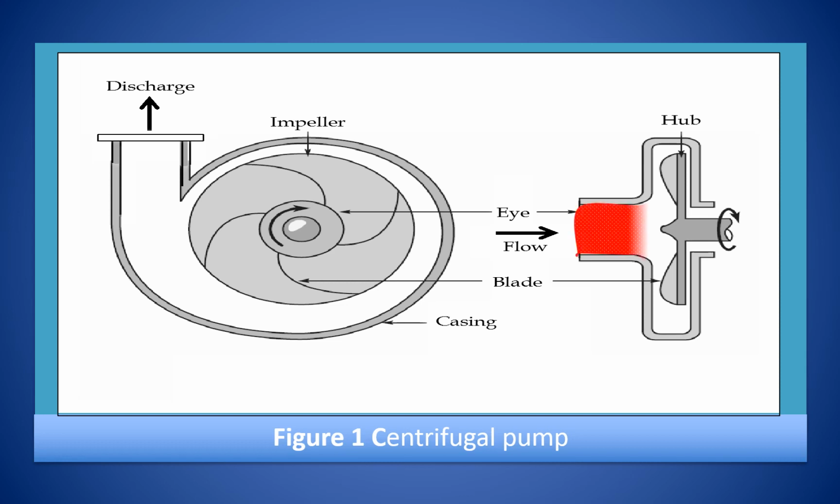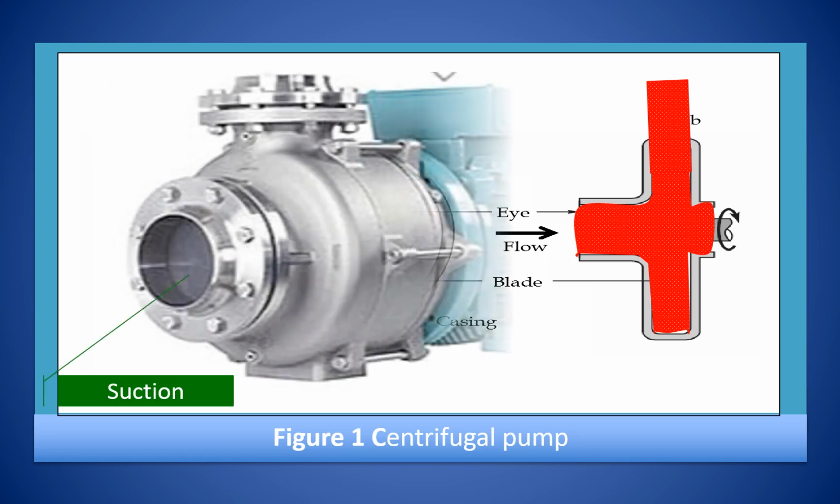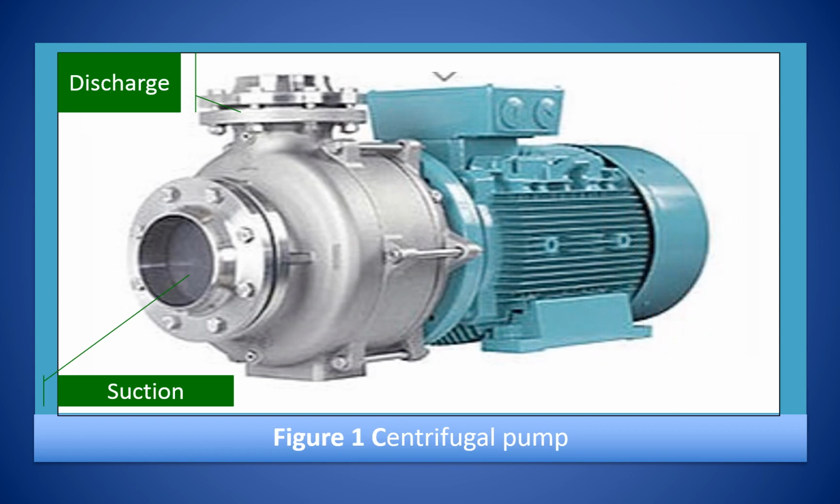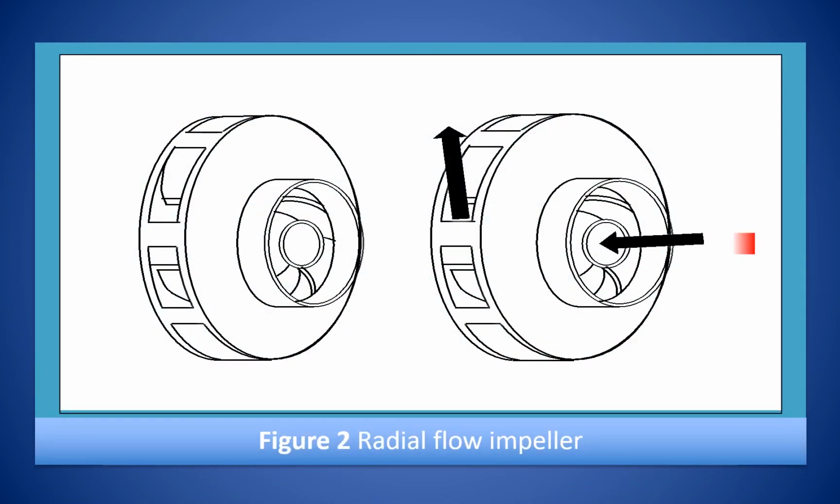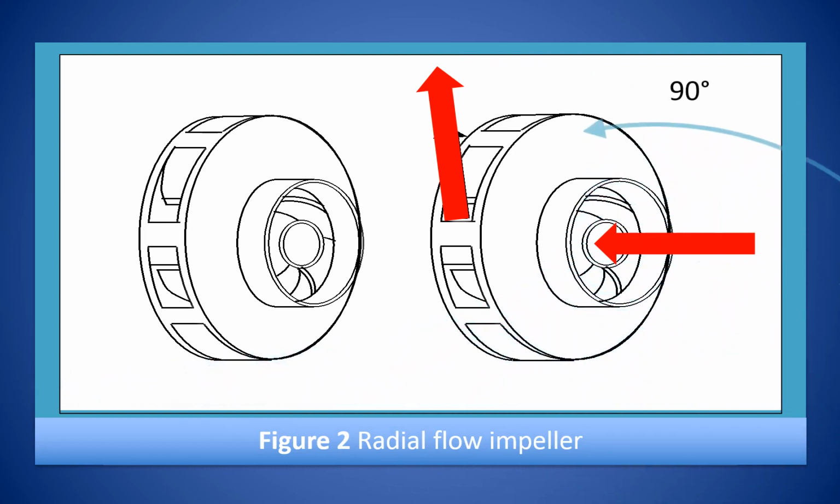Shown in this sketch is a radial type centrifugal pump driven by an electric motor. As illustrated in this figure, the radial flow pump accelerates liquid through the center of the impeller and out along the impeller blades at right angles, that is radially, to the pump shaft. Pressure is developed wholly by centrifugal force.